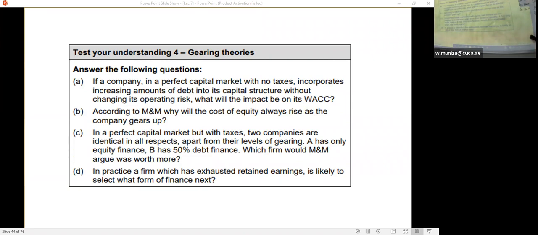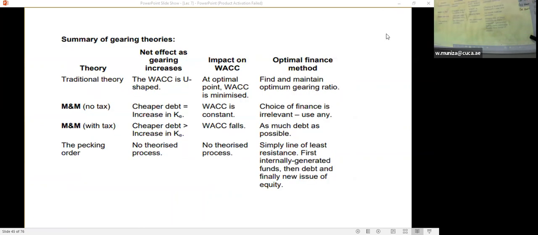Very good. So in practice, a firm which has exhausted retained earnings is likely to select which form of the finance mix? According to pecking order theory, the second level is debt finance. And the third one is equity.